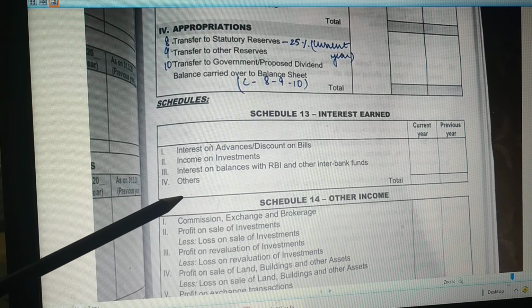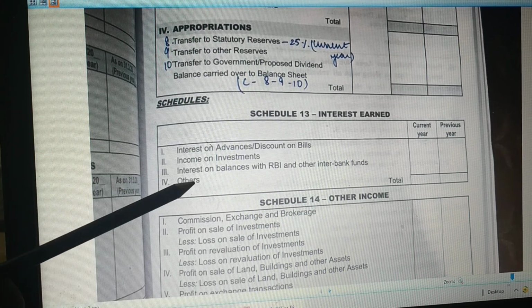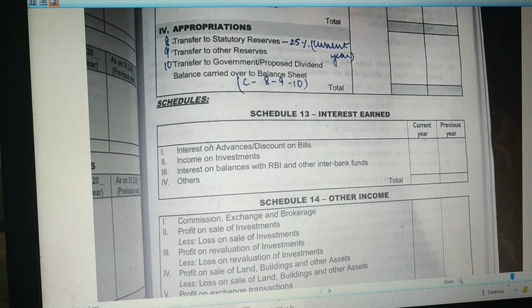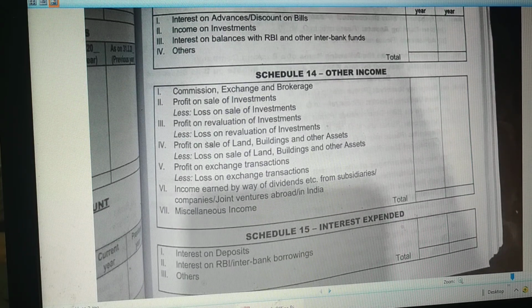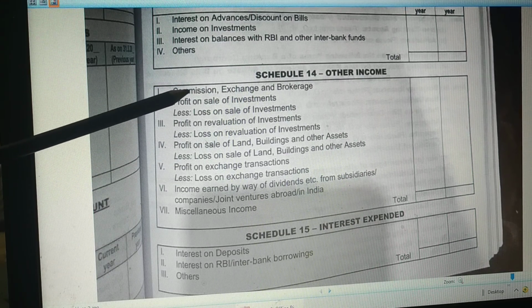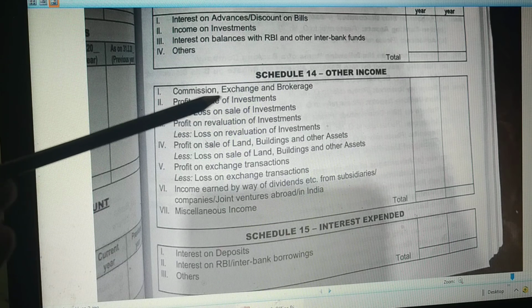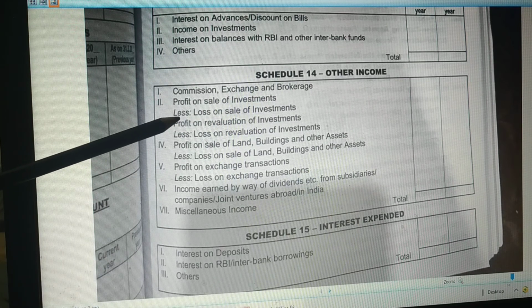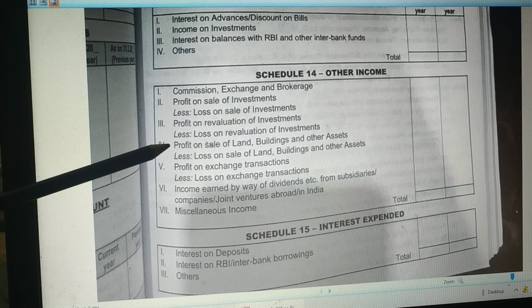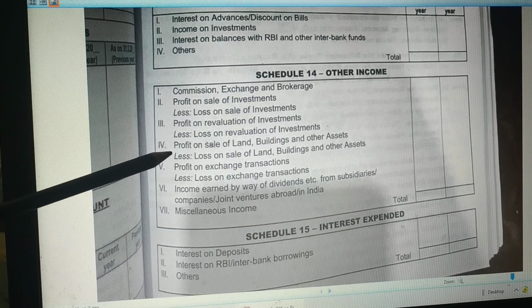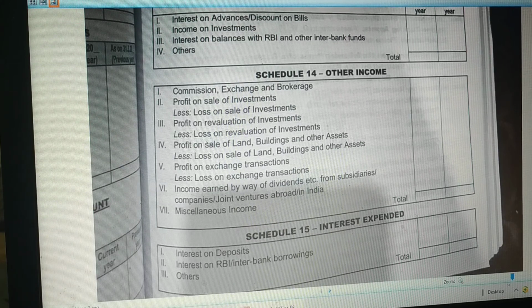Any other income will come into the other portion. So the total of this will go at the top in the format under schedule 13. Similarly, the other income with regard to schedule 14. So you can see any other income. Either it is commission income, the commission which the bank charges, exchange, profit on sale of investment, minus it if there is any loss, revaluation of assets, minus it if there is any loss, sale of land, minus it if there is any loss, exchange transactions, we all know the international exchange system.